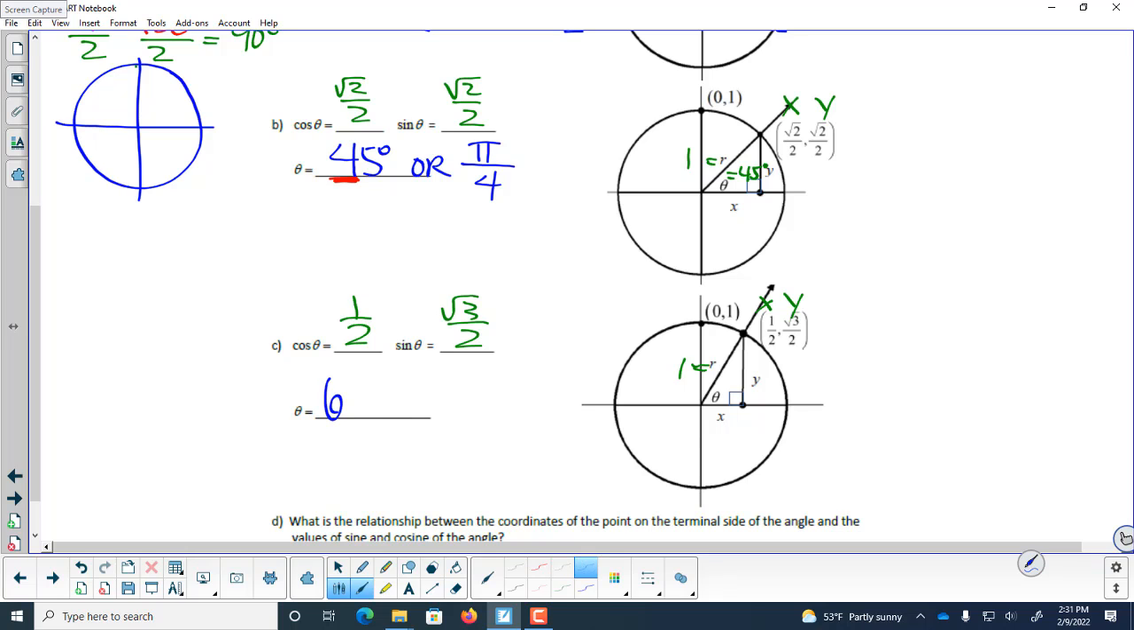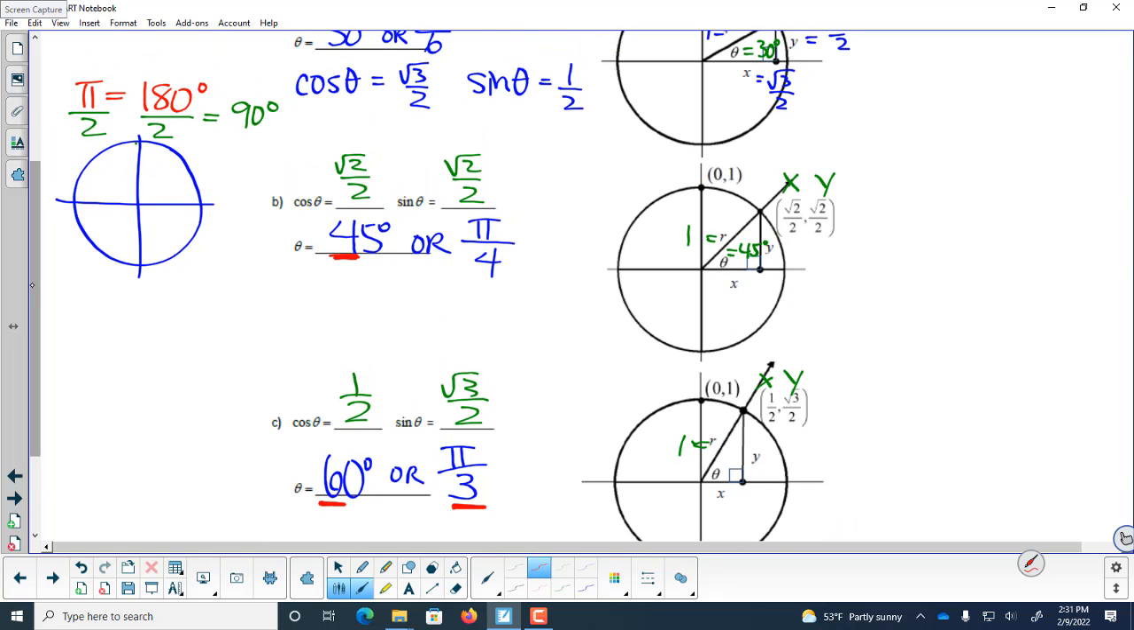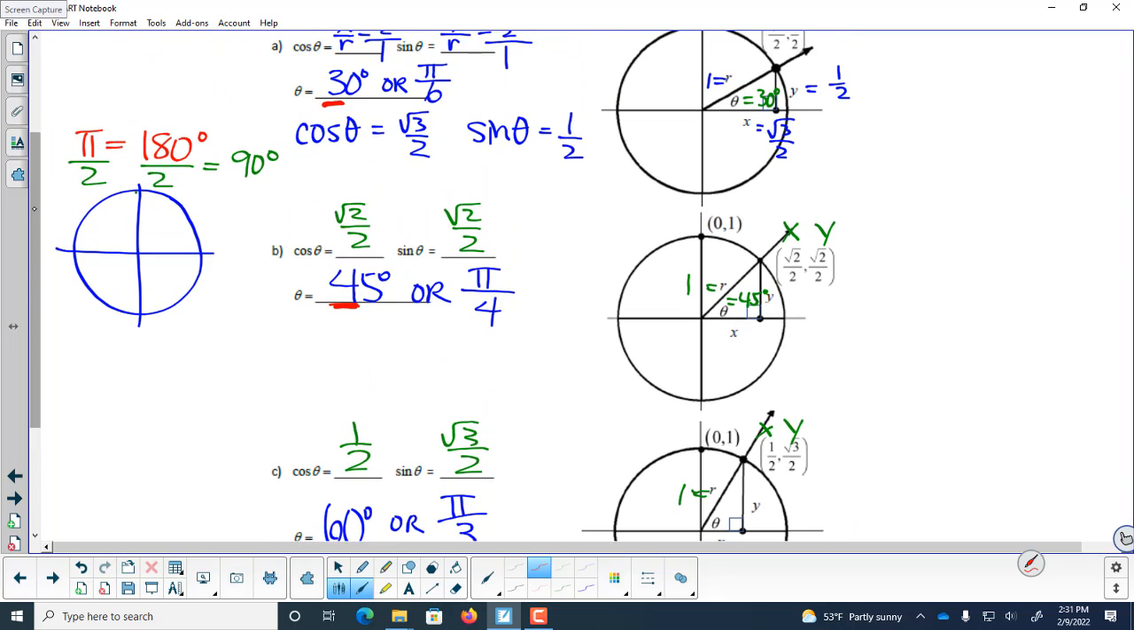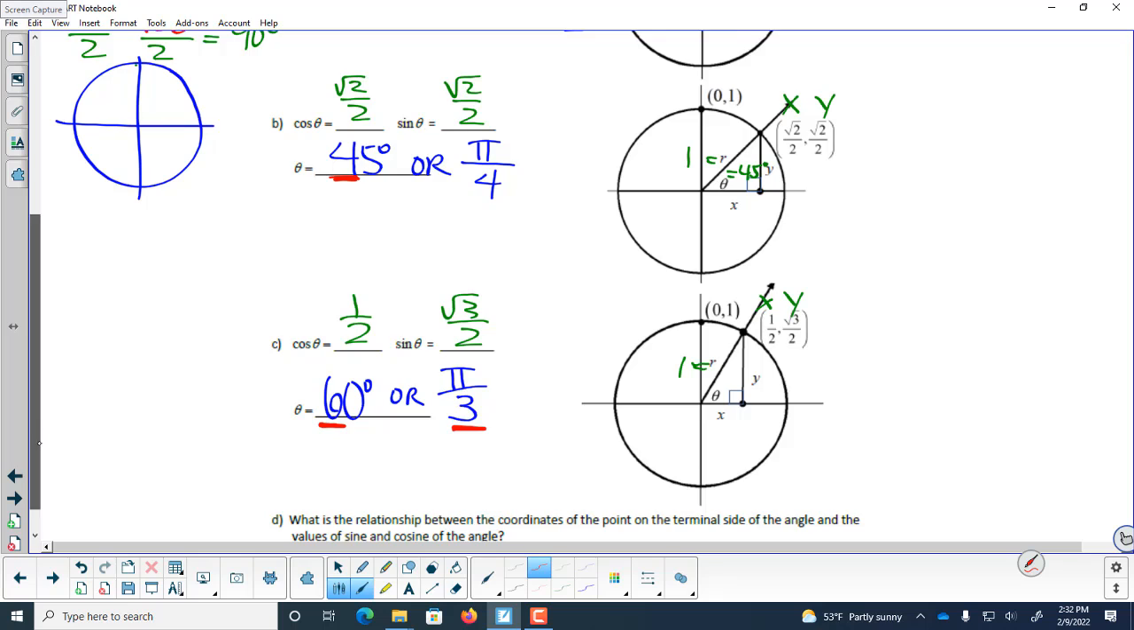60. So 60 degrees, or how are you going to remember this? Pi over 3. So here's how I remember. These are different, right? 60 degrees goes with pi over 3. 30 degrees goes with pi over 6. And those are the ones that are easiest to confuse. So we'll try to show you a way to keep those straight, okay?